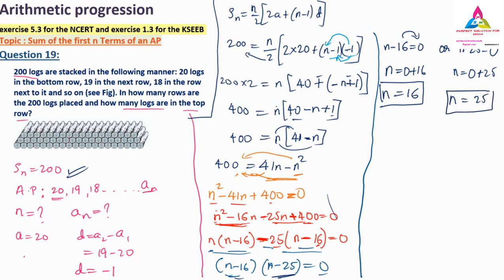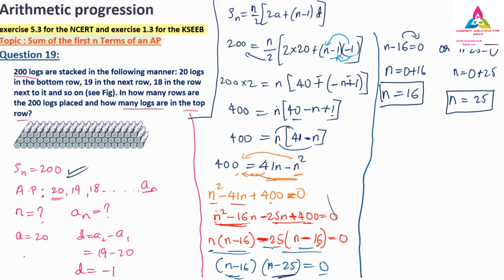We got two n values. We said earlier that the n value will always be positive, not negative. But in this case, both n values are positive. We can't have two answers. It may be that one answer is correct and one answer is wrong. So which one is the correct answer, and which one is the wrong answer? The n value may be 16 or it may be 25. So what do we have to do now?